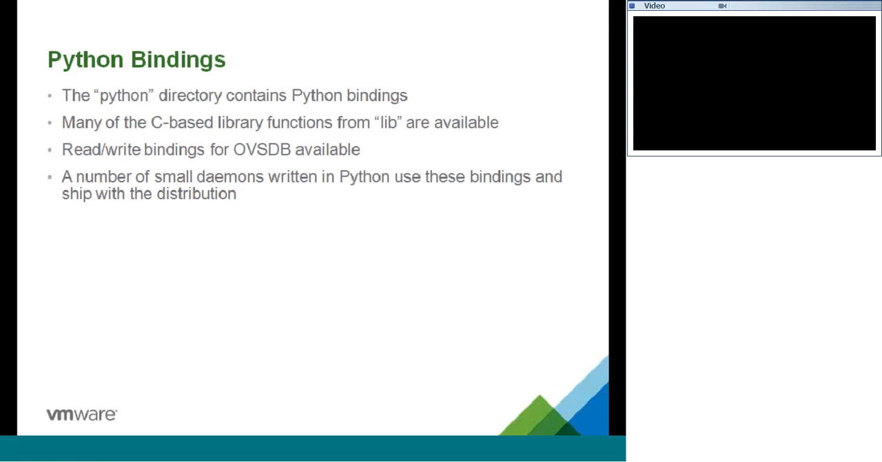So if you look in the distribution, you'll see there are some examples of, a lot of times we use Python if we just need something small to sort of glue various pieces together. So there's lots of examples in the OVS code base of using the Python bindings.